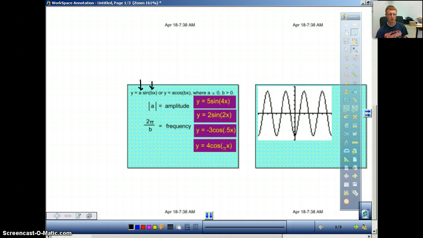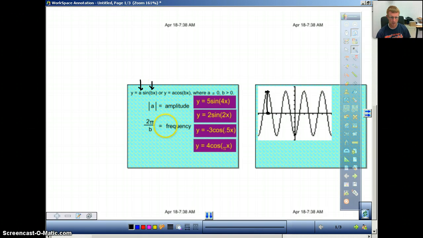So the deal is that the A is going to always be the amplitude. Now, amplitude is going to be the distance from the middle of your curve all the way up to the peak. So if you're looking at this graph over to the right, it would be the distance from here all the way to the top. Okay? So A is going to be the amplitude. No matter what your A is, whether it's positive or negative, that will tell you how high the sine curve or cosine curve is going to go and how low it's going to go. So the amplitude of this first one would be 5, the amplitude of the second one would be 2, the amplitude of the third one, -3, and then 4.